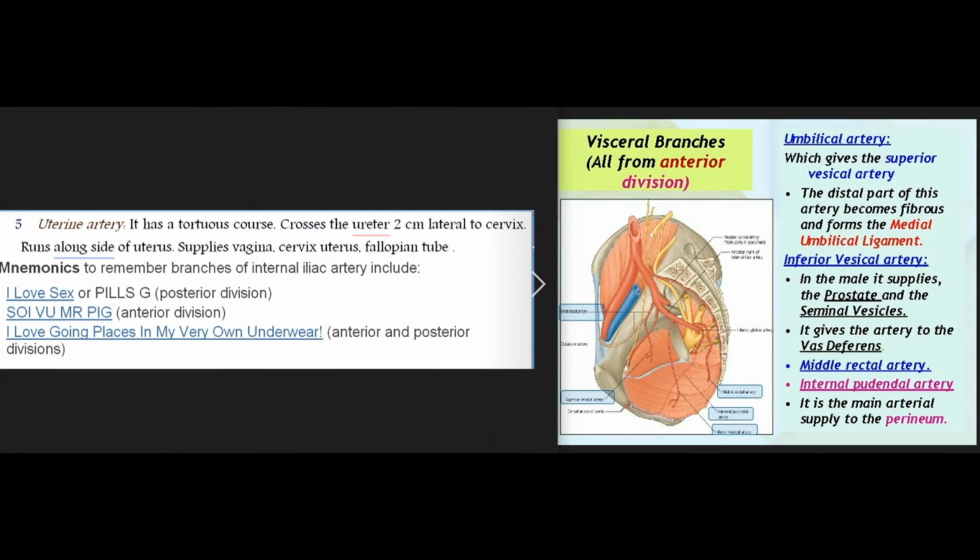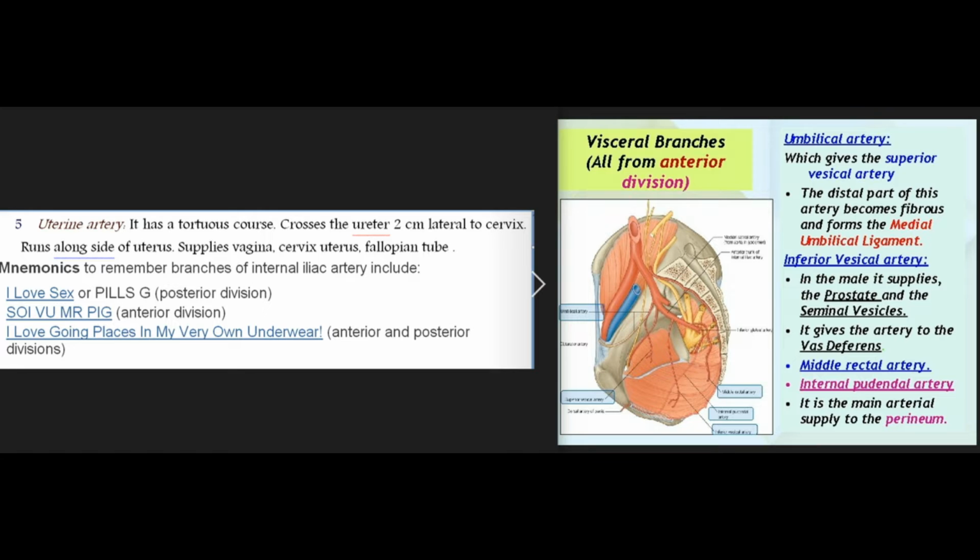5. Uterine artery. It has a tortuous course. Crosses the ureter 2 cm lateral to the cervix. Runs alongside the uterus. Supplies vagina, cervix, uterus, fallopian tube.